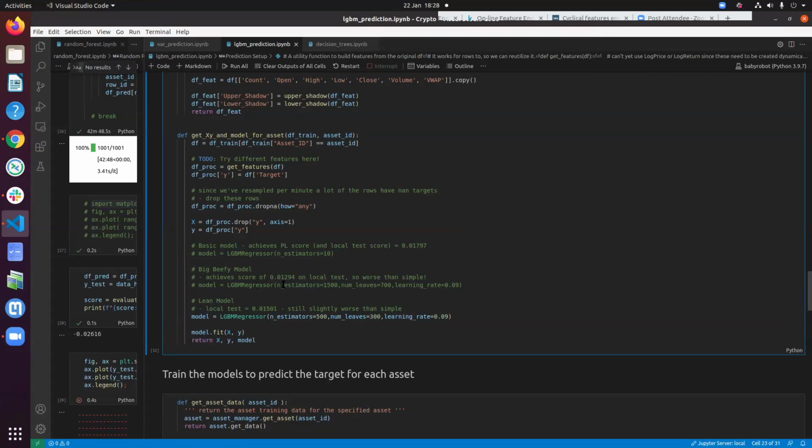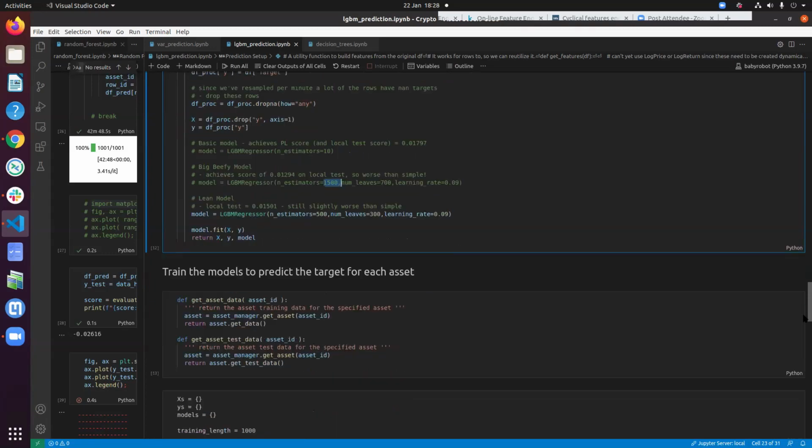They use much more powerful LGBMs or whatever. Here's one of them. They massively increase the number of estimators and the number of leaves and play about with the learning rate, but they actually got worse scores. Here was 500 estimators, and it was slightly worse than having 10 estimators. Similarly, when it got increased more, the score got worse.